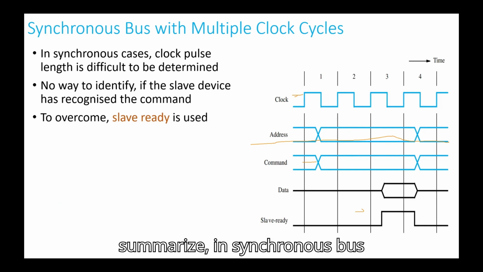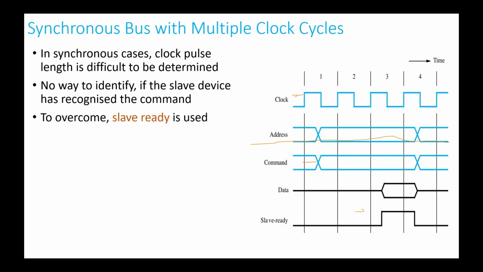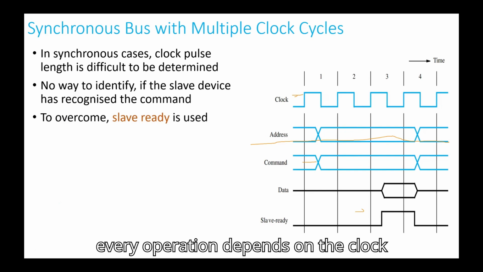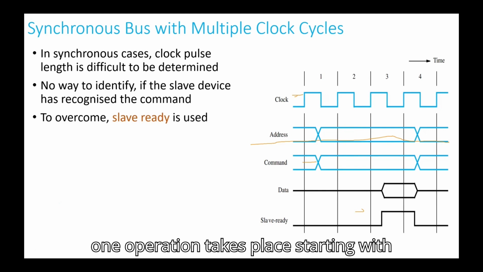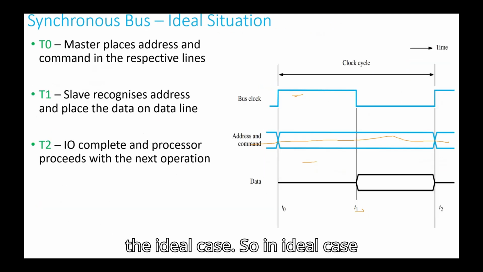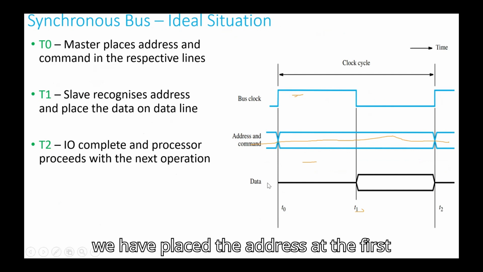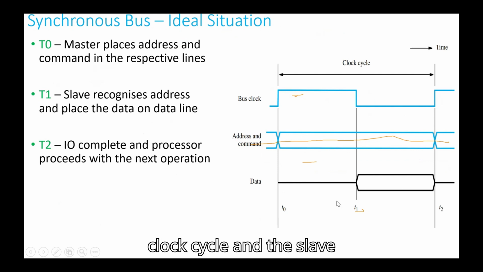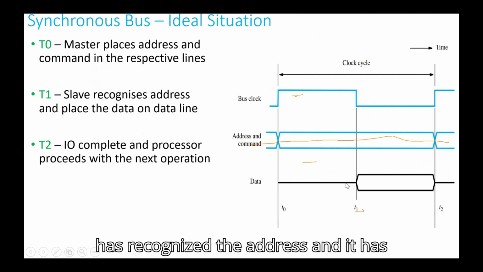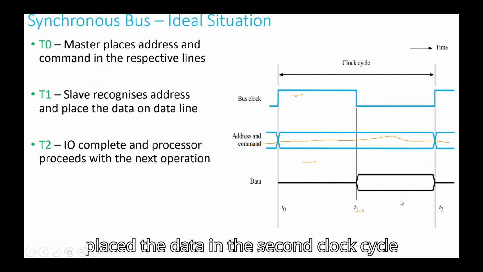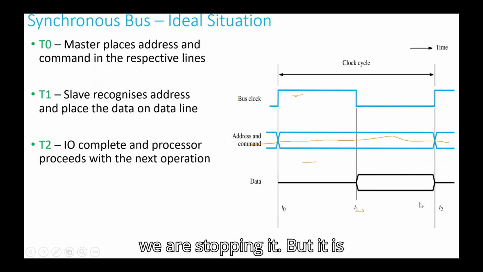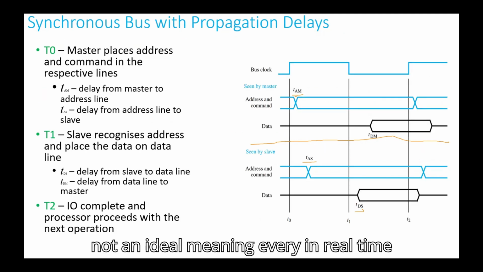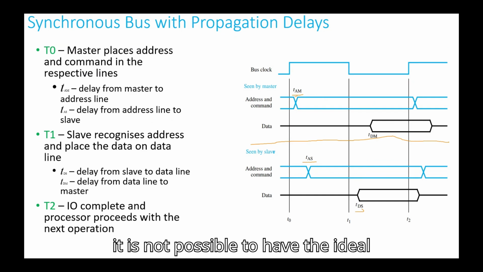So to summarize, in synchronous bus, we have seen every operation depends on the clock cycle. So at every clock cycle, one operation takes place, starting with the ideal case. So in the ideal case, we have placed the address at the first clock cycle and the slave has recognized the address and it has placed the data in the second clock cycle, and at the end of the second clock cycle we are stopping it. But it is not ideal, meaning in real time it is not possible to have the ideal case.